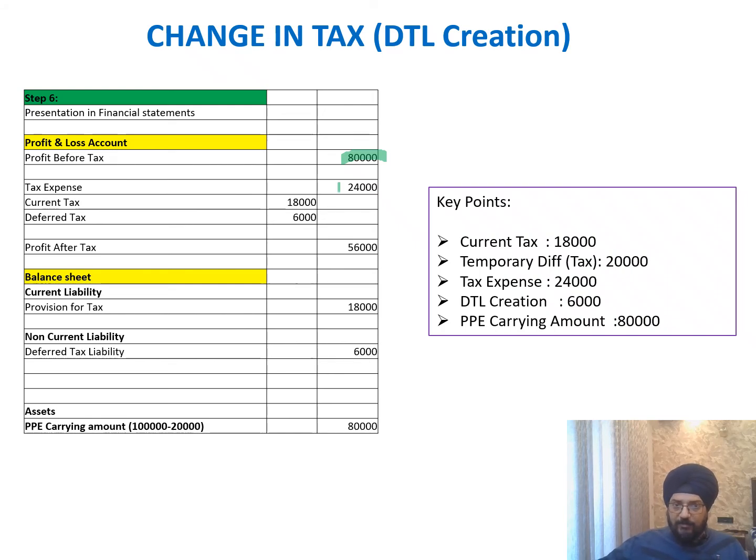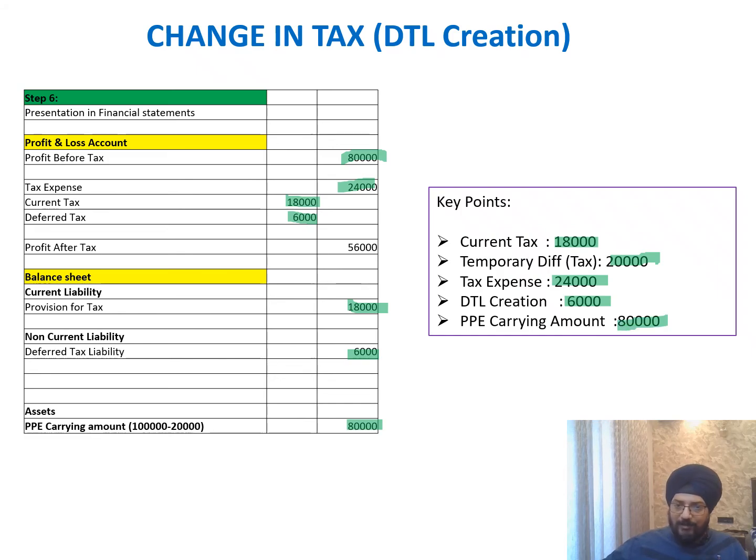My total tax expense is 24,000, which comprises two components: 18,000 as my current tax and 6,000 as the DTL. My provision for tax is 18,000, which is shown as a current liability. My non-current liability is shown as DTL of 6,000, and my PPE is carrying at a value of 80,000. So my current tax is 18,000, my temporary difference is 20,000, between the tax base and the book base. My tax expense is 24,000, which is the summation of the current tax and DTL. DTL is 30% of my 20,000, which is 6,000. My PPE is carrying at a value of 80,000.